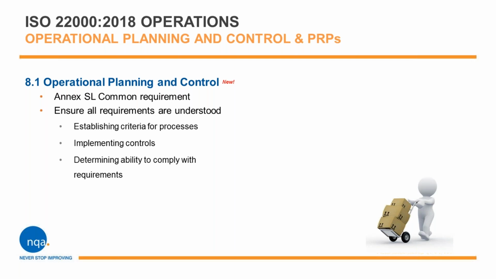I have specified here that it's a common requirement. What does that mean? In every other ISO standard, like for example 9001, 14001, 45001, you are going to find this common requirement. The other requirements of this section are specific to ISO 22000 and don't have anything to do with the other standards. 8.1 specifies that all the controls that you have planned before need to be in place now, and you need to have documented evidence to demonstrate that you are acting as planned. You need to ensure that all the requirements are understood by establishing criteria for processes, implementing controls of these processes, and determining the ability to comply with the requirements.